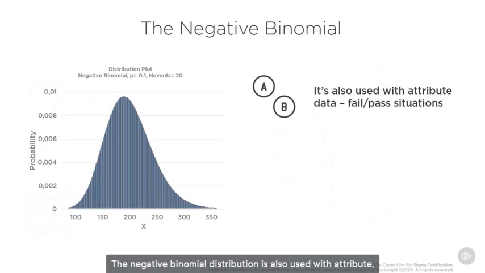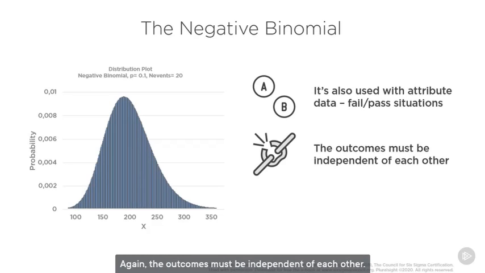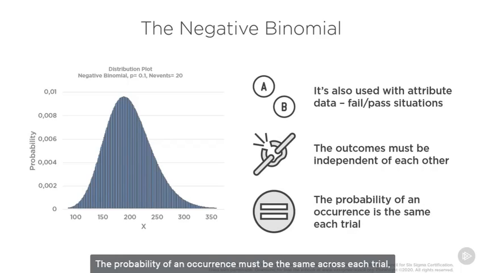The negative binomial distribution is also used with attribute data, fail or pass, and other situations where there are only two outcomes for each trial. Again, the outcomes must be independent of each other. The probability of an occurrence must be the same across each trial, just as with the binomial distribution.